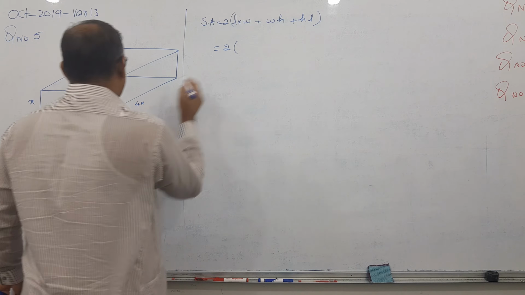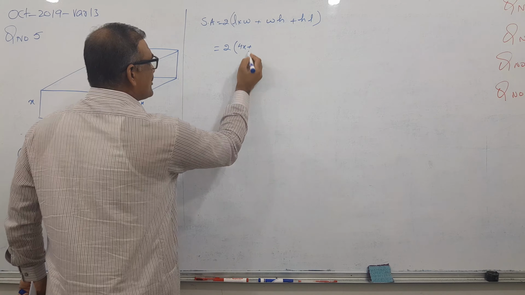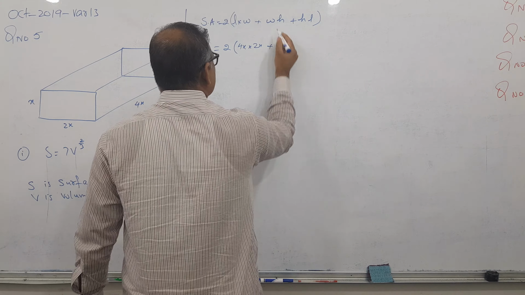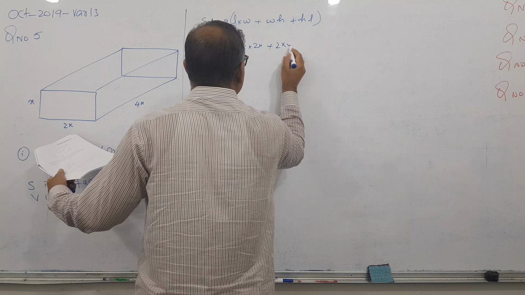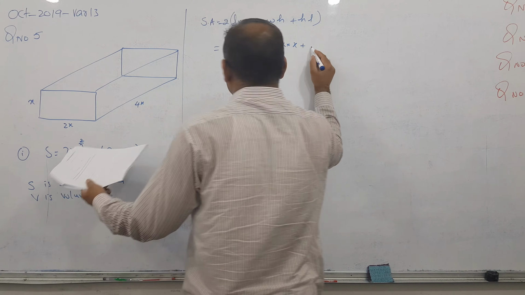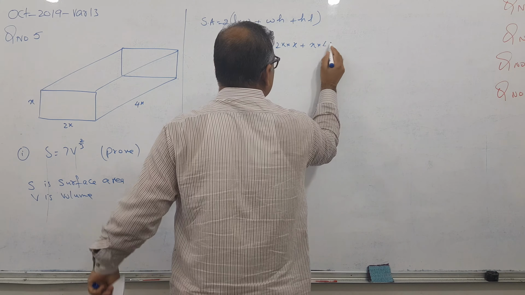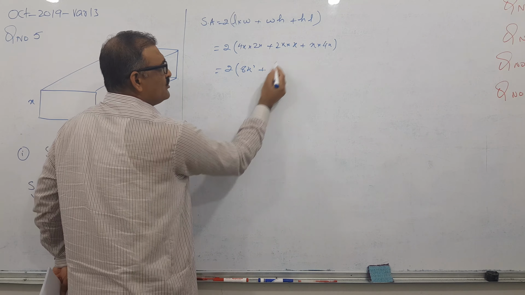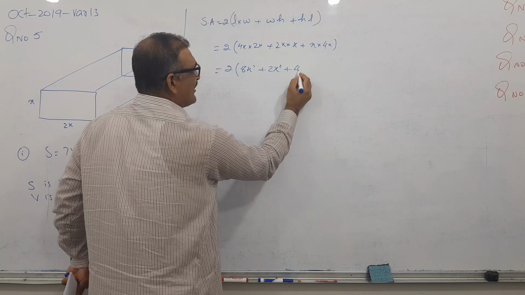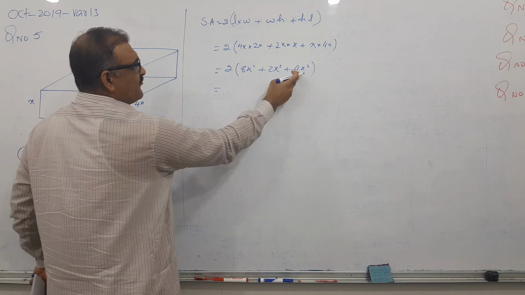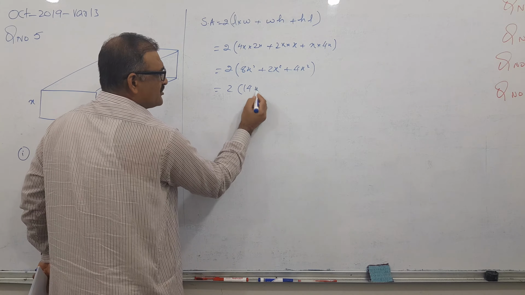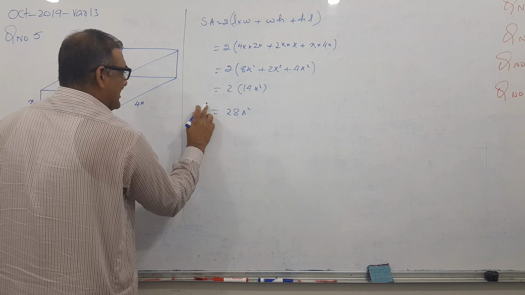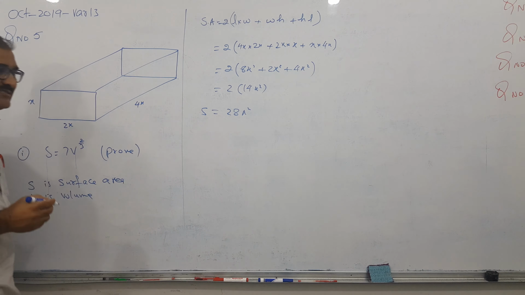So let's find. Length is 4x, width is 2x, multiply here. Plus, width is 2x and height is a single x. Again, height is a single x and length is 4x. So let's deal with it. 4 2s are 8x to power 2, I got 2x to power 2 and I got 4x to power 2. And 4 and 10 is 14, so I got 14x to power 2, and I got 28x to power 2. So the surface area, representing S, I got S equals 28x squared. Clear, okay.